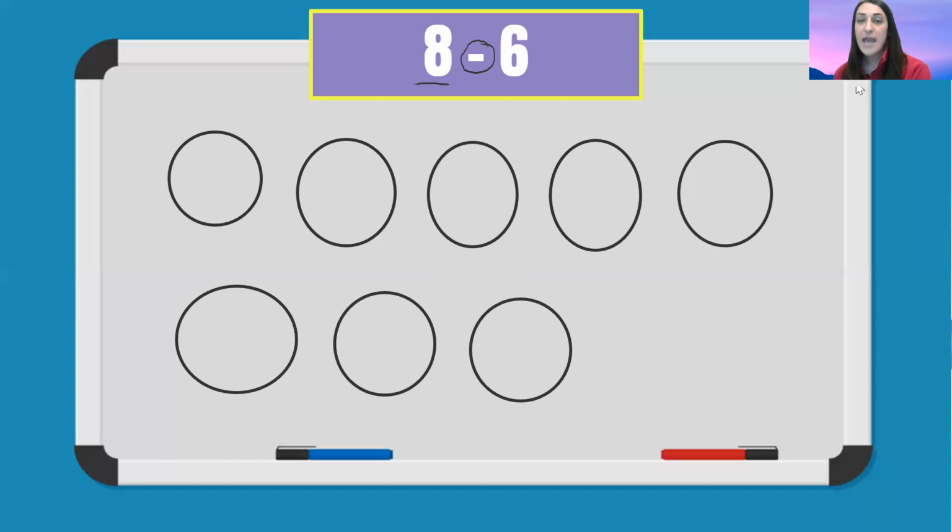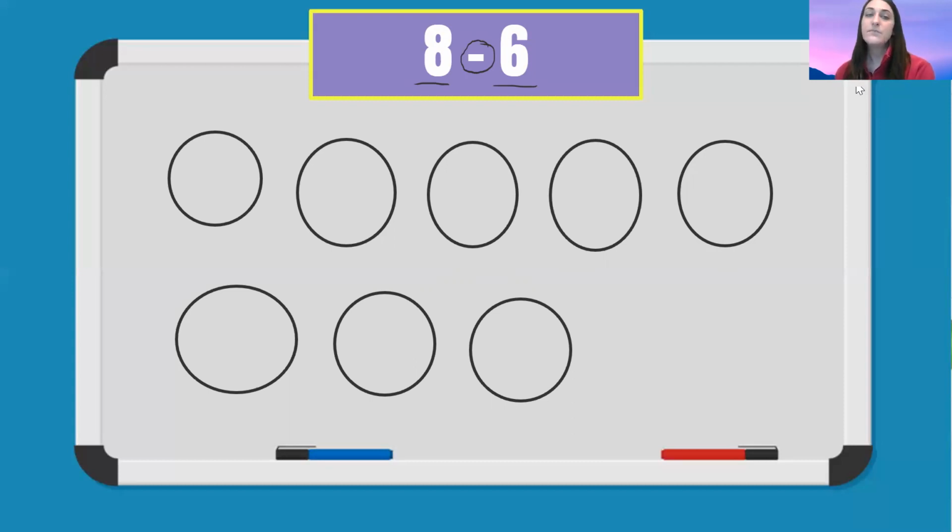Let's count them to make sure we have them all. 1, 2, 3, 4, 5, 6, 7, 8. Now the next number is a 6, so it says 8 minus 6. That means that we're going to take away or cross out 6. So let's cross out 6 circles.